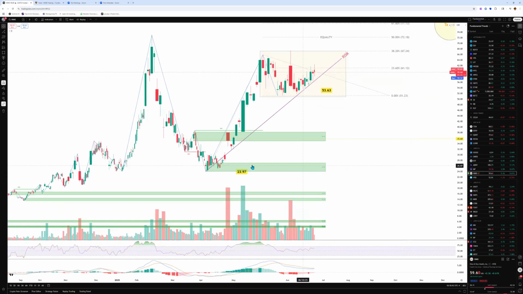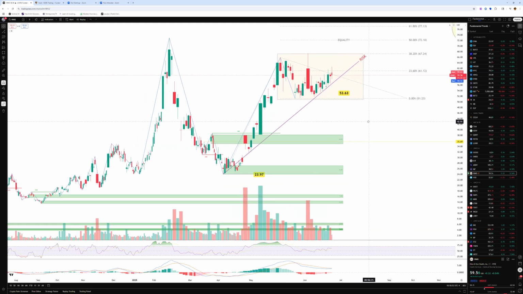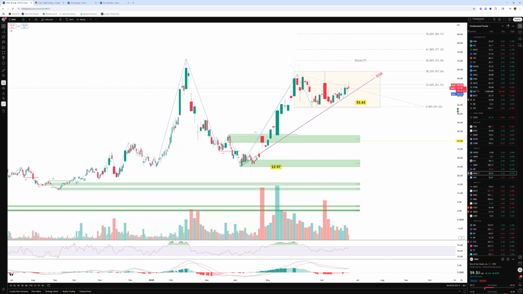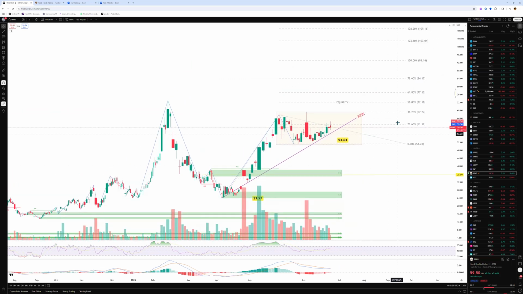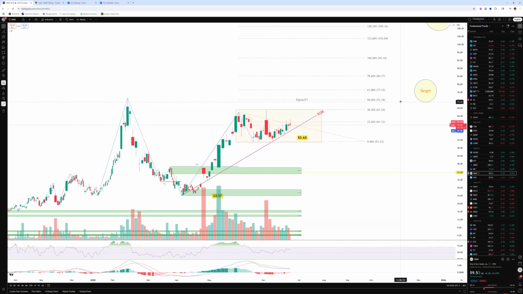Now, let's look at HIMS. My anchor I'm currently using is 23.97 and 53.63. I've currently got $60 covered calls on this. However, I expect it to break out. So the targeting initially is going to be this 61.8 around 77. And I'm going to get long. I'm going to start adding longs again here around 65.80 is my thought.